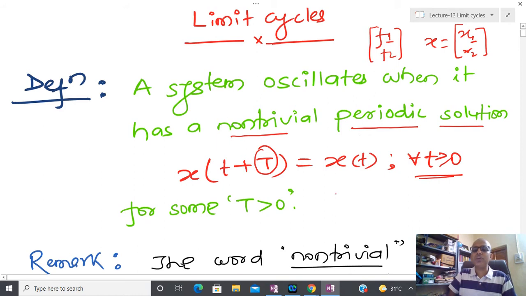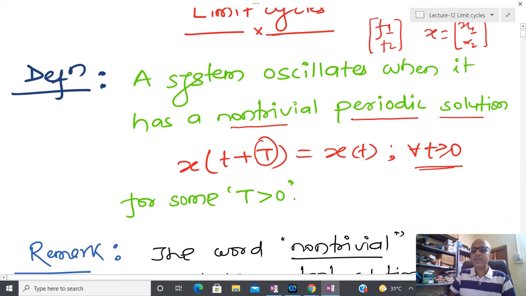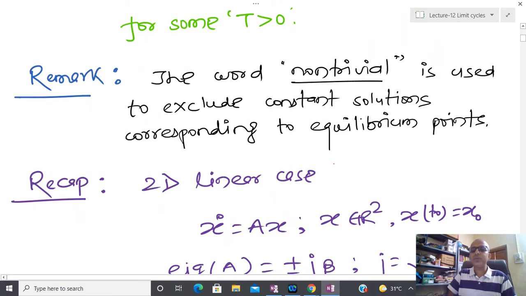What is the meaning of non-trivial? In the dynamical systems we have seen till now, I defined the notion of equilibrium point. An equilibrium point is nothing but a solution in the phase plane or state space: if you start from there, you stay there forever if there is no external force acting. That is the kind of definition we have seen.